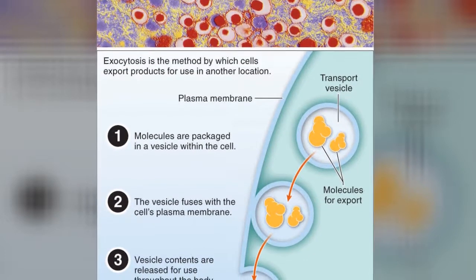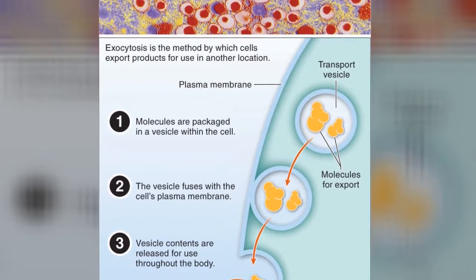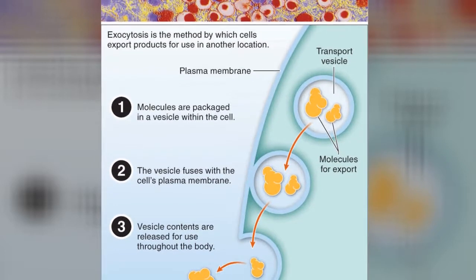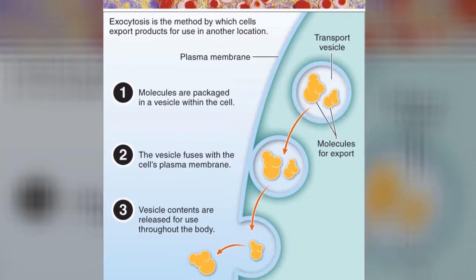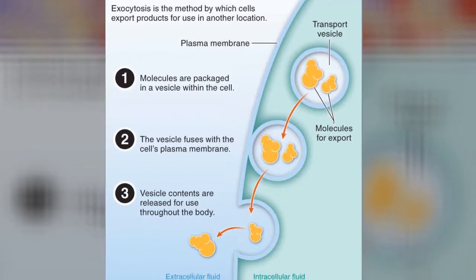Exocytosis is not restricted just to large molecules. In the brain and other parts of the nervous system, for example, communication between cells occurs as one cell releases large numbers of very small molecules called neurotransmitters, and this is also done by exocytosis.